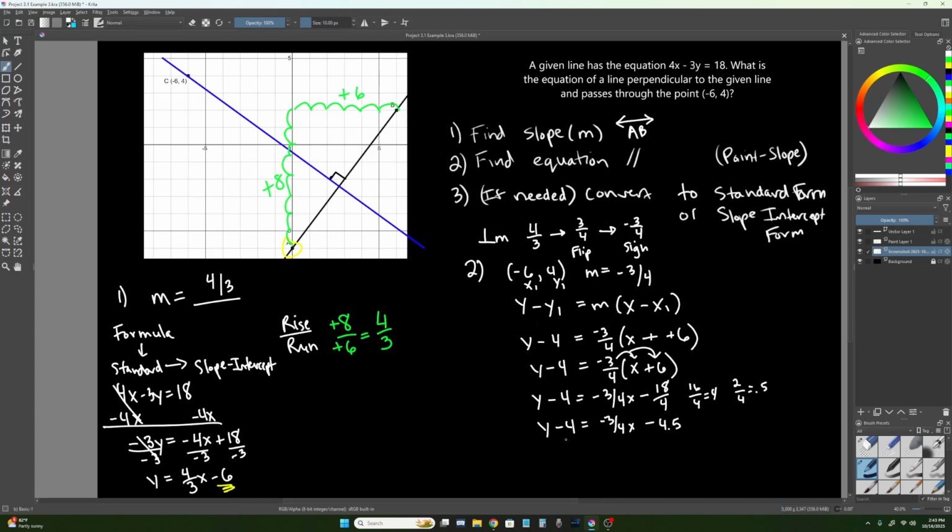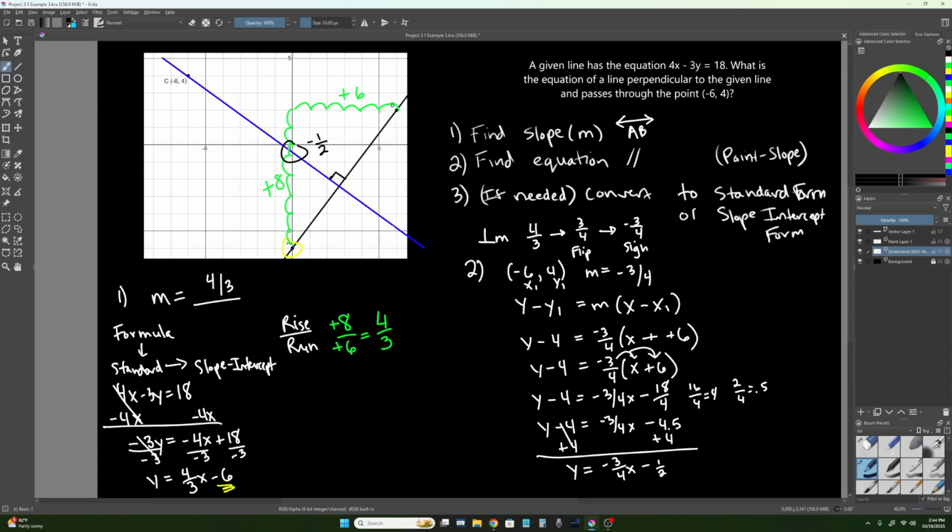Okay, last thing I need to do to be able to get an equation for it is add 4 on both sides. When I do that, those cancel each other out. I get y is equal to negative 3/4 x, and then negative 4.5 plus 4 is going to be minus 1/2 or minus 0.5. You can see that it looks similar, because remember that negative 1/2 is going to be my intercept there.